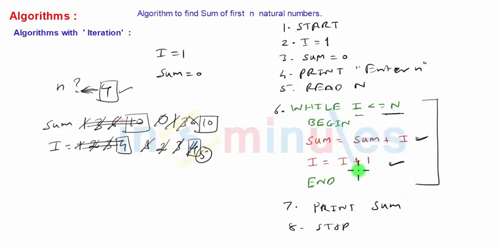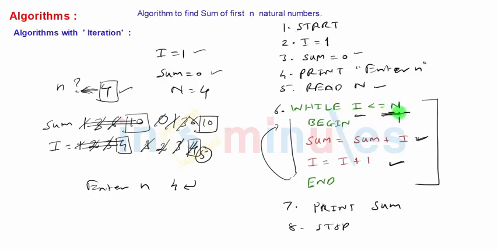Let's see how the algorithm works. First I is set to 1, then sum is set to 0. Then on the computer screen we'll get a message enter n. Suppose the input value was 4, it will be accepted into n by the read n statement. Suppose n is 4, then this statement will start repetition till I is less than or equal to 4. So the condition is true, sum equals sum plus I, so sum will become 0 plus 1, that is 1. Then I equals I plus 1, I becomes 2, it repeats. I less than or equal to 4 is true, so it goes down.